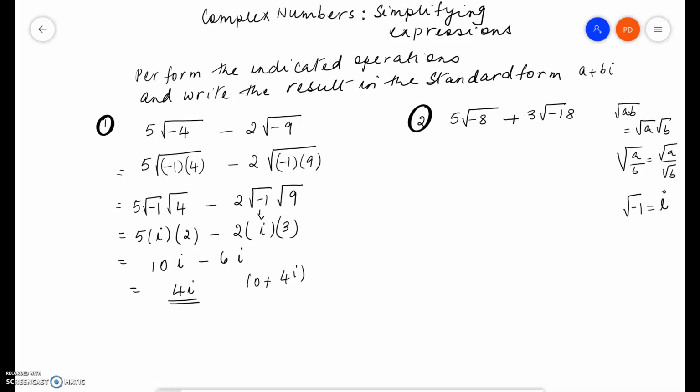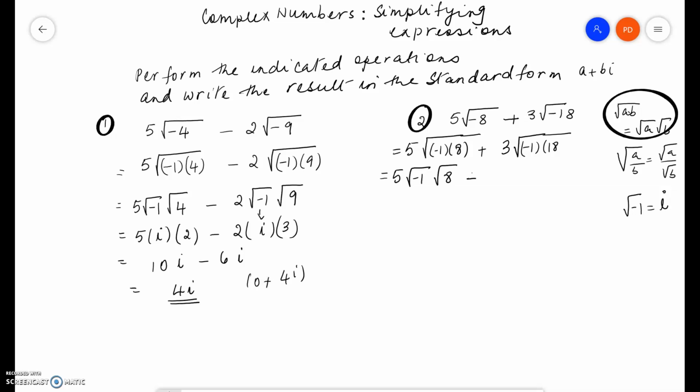Now the next one, 5 radical negative 8 is 5 radical negative 1 times 8 plus 3 radical negative 1 times 18. So that's equal to 5 radical negative 1 radical 8 by the same rule that we discussed here, plus 3 radical negative 1 radical 18.